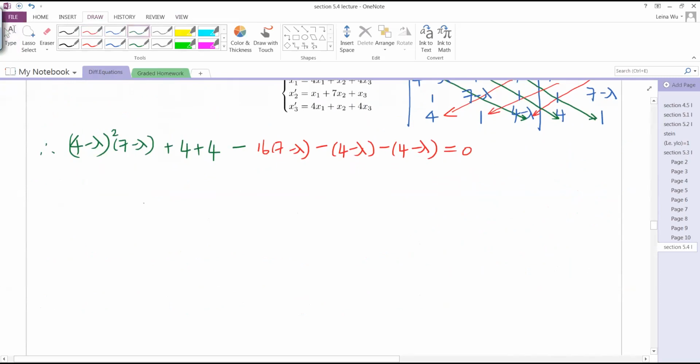The rest of you guys, please go ahead and simplify this polynomial.